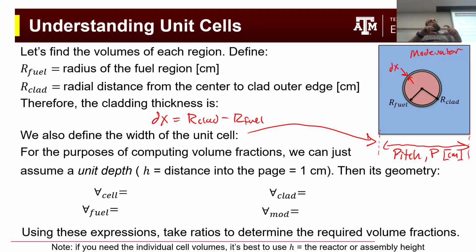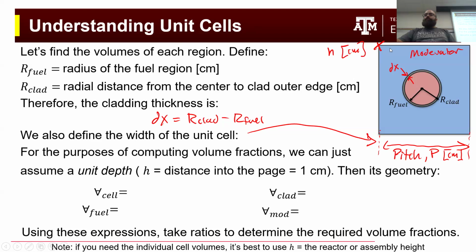We can compute the volumes of the individual parts, and we compute the volume fractions from the individual volumes. We're imagining that we're looking at this from a bird's eye view, and so in reality, the reactor core is going to have some sort of height. If we were to think about that height into the page, that height h is also going to be some distance in centimeters. And we would need that height to actually compute volumes instead of just areas.